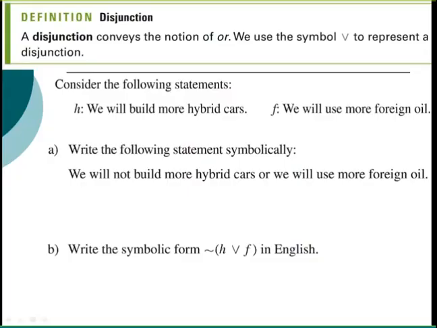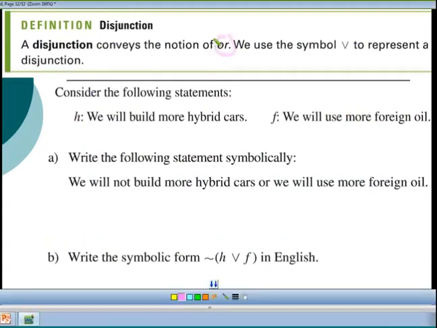So here we've got disjunctions. Disjunction conveys the idea of or. So a disjunction is or. Notice before it was and it looked like an A. Here we've got or is a V. So and was something that looks like that, and then this is or. Here is a V, and that represents our disjunction.